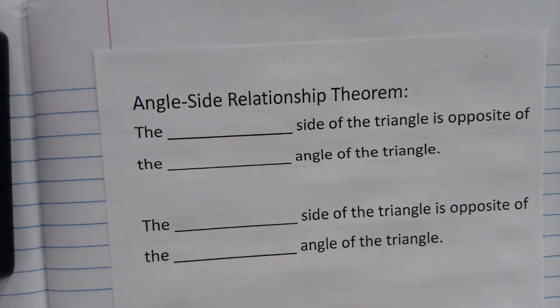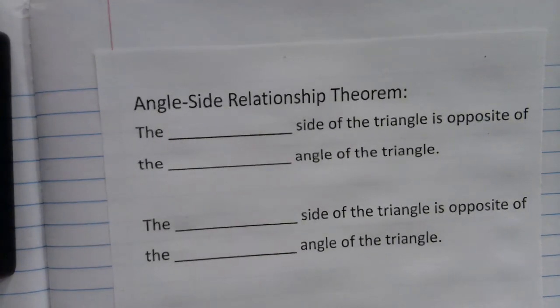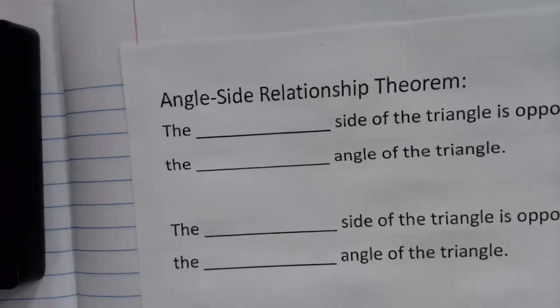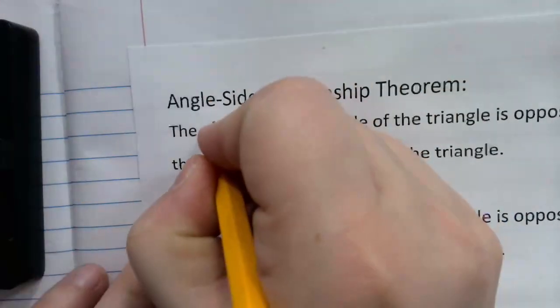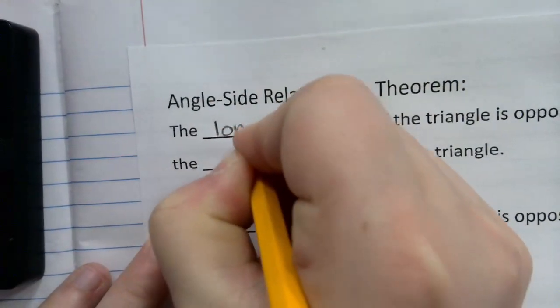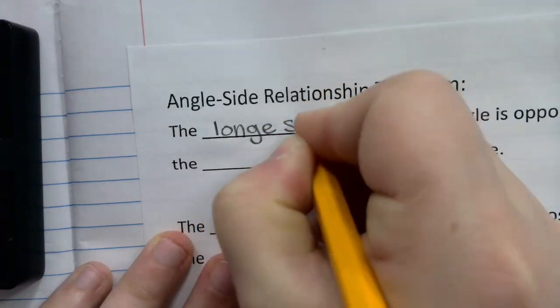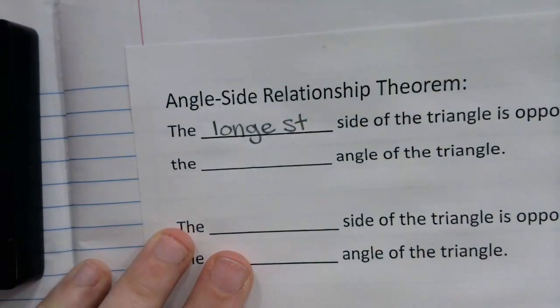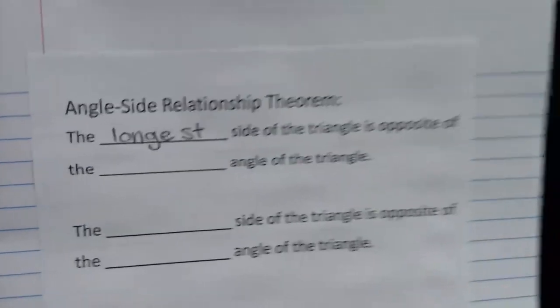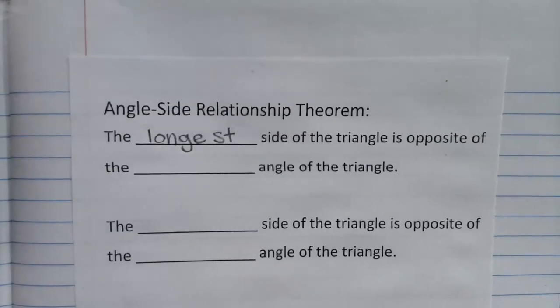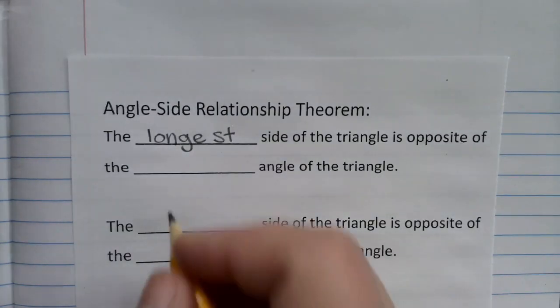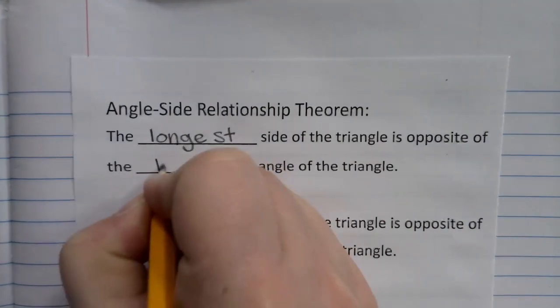Alright, here we go. Angle side relationship theorem. This one is like my favorite theorem because it's pretty straightforward. I like it. Just makes things easy. Alright, the biggest side of the triangle, or the longest side of the triangle, is opposite of the biggest angle of the triangle.